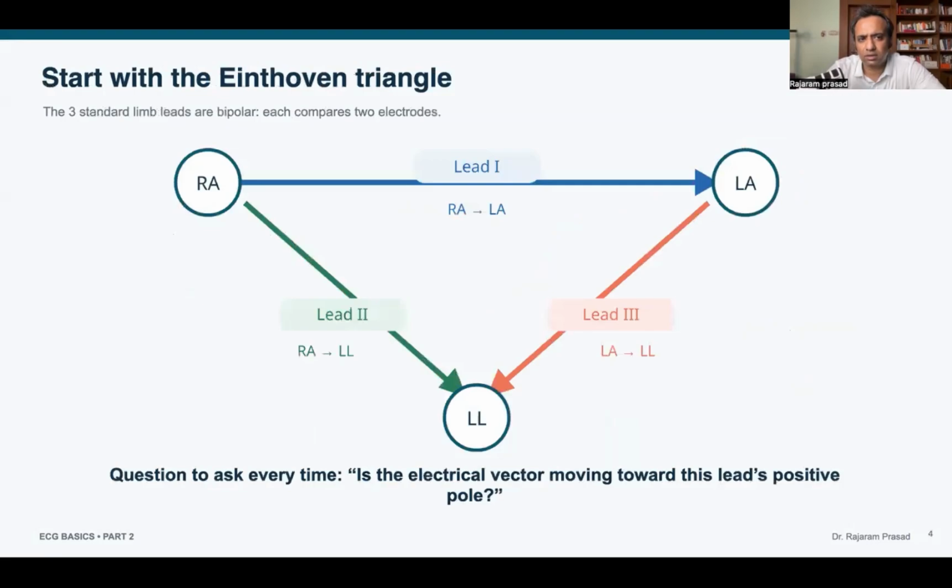Einthoven's triangle, this slide is very important. You need to understand Einthoven's triangle and also draw this diagram and memorize it. That's the best thing. You have three bipolar leads, each comparing two electrodes. Lead one is right hand and left hand, lead two is right hand and left leg, and lead three is left hand and left leg. You need to understand how the electricity moves in these vectors. The heart is generating the electricity, so you are seeing whether the electrical vector is moving towards this lead's positive pole or not. That is what you need to understand.